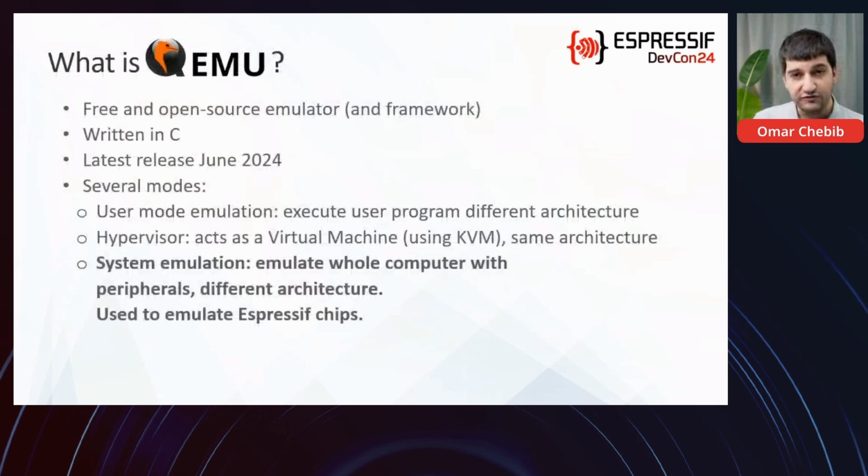So what is QEMU? QEMU is a free and open source emulator, or what I like to call an emulator framework. It was written in C, and the latest release is from June 2024, so it's very recent. It works with several modes, including user mode emulation, hypervisor, and the one that interests us the most, system emulation. In this mode, it can emulate a whole system, a whole computer, with all its peripherals, even if it's a different architecture. This is what we use at Espressif to emulate the ESP32, in this case the ESP32C3.